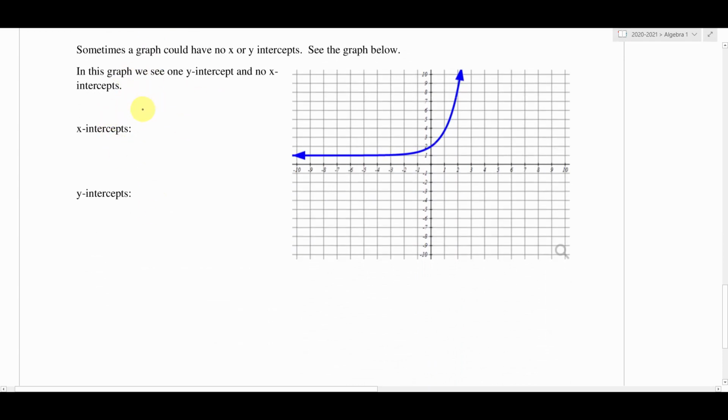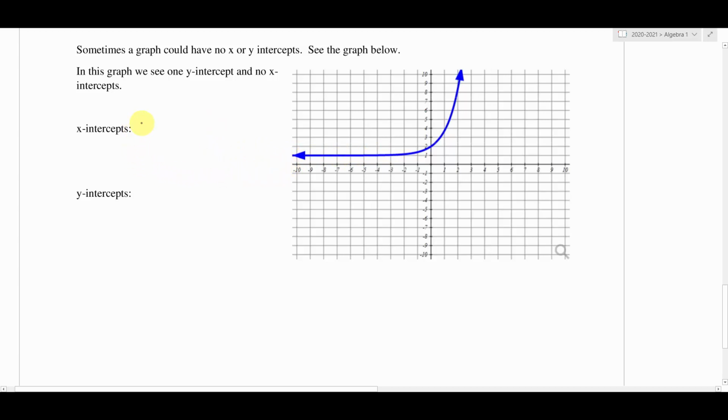All right, guys, last example here. So sometimes there are situations where a graph could have no x or y intercepts, such as this one here. In this graph, we see one y-intercept and no x-intercepts. This thing never crosses the x-axis, which is located right here. You'll see it kind of flattens out and never gets to the x-axis, and that's fine.